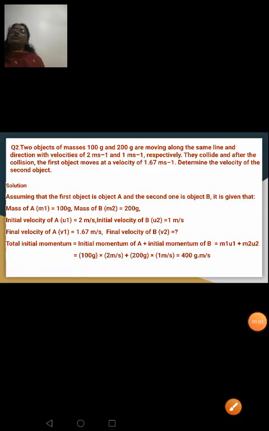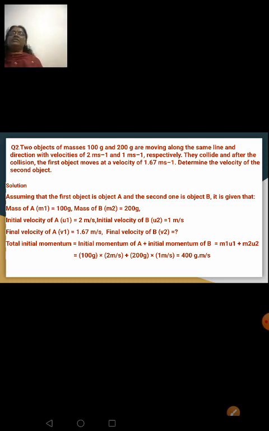Second sum now. There are two objects of masses 100 gram and 200 gram. They are moving along the same line and in the same direction with velocity 2 meter per second and 1 meter per second. That is, the initial velocity of object A is 2 meter per second, and the initial velocity of the second object is 1 meter per second. They collide with each other, and after collision the velocity of the first object becomes 1.67 meter per second, and that of the second object is not given. You have to calculate. So obviously we have to go for the law of conservation of momentum, right?